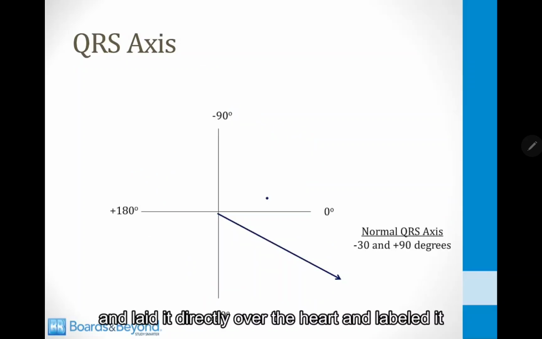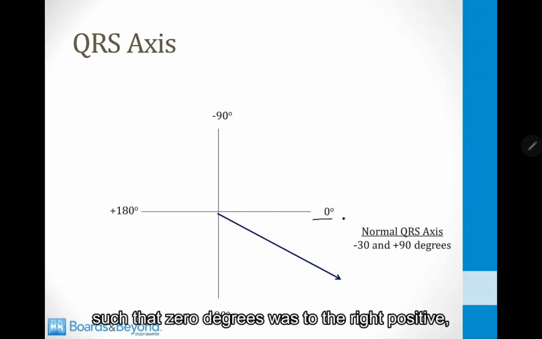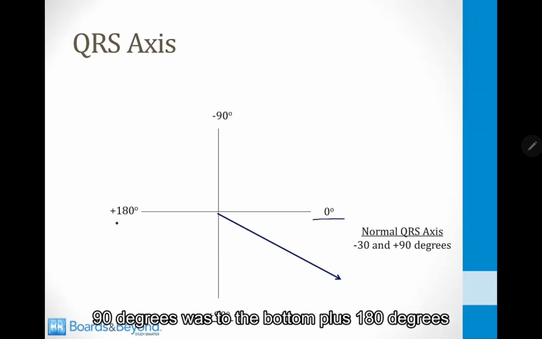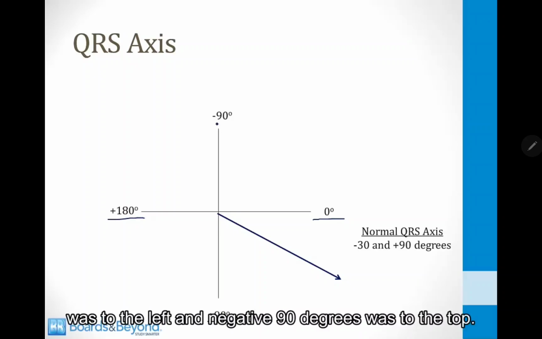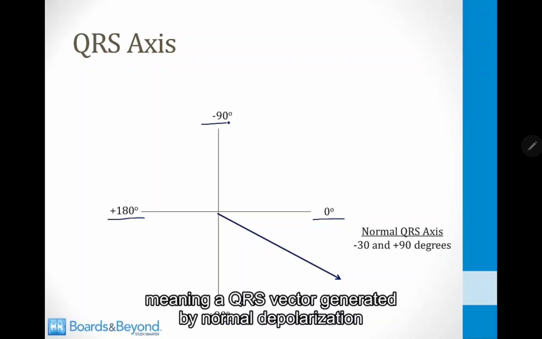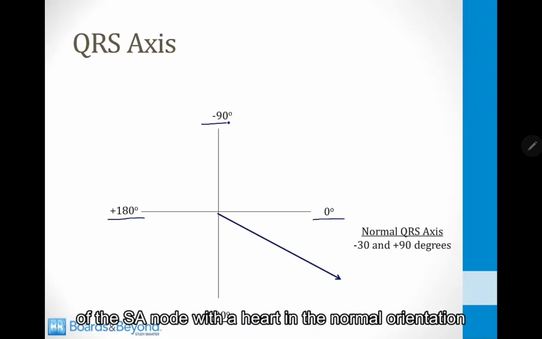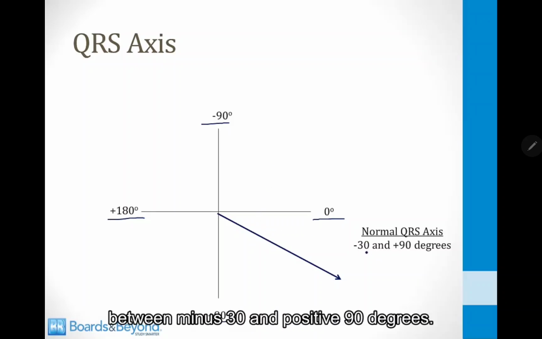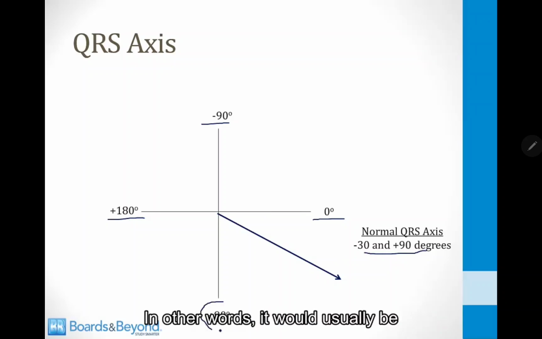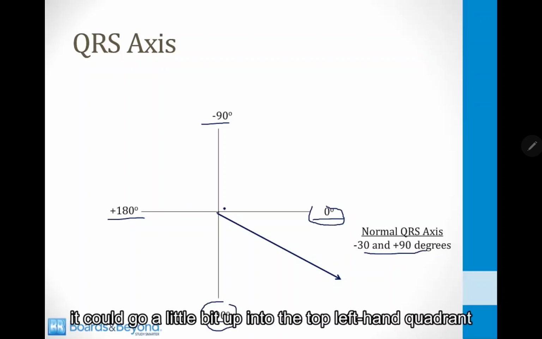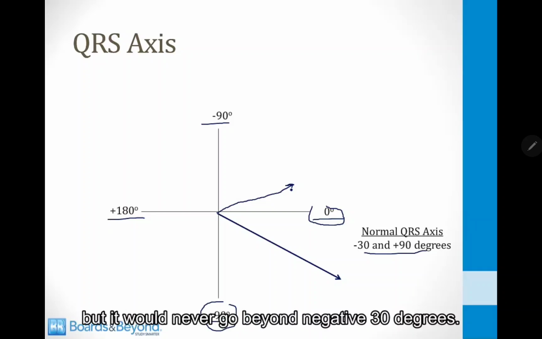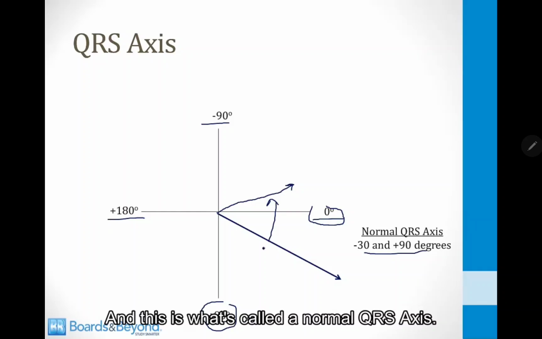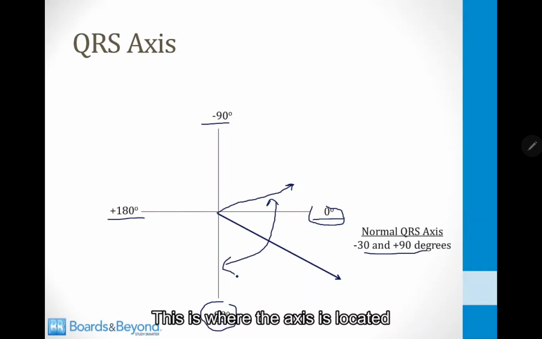Now let's suppose we took a grid and laid it directly over the heart and labeled it such that 0 degrees was to the right, positive 90 degrees was to the bottom, plus 180 degrees was to the left, and negative 90 degrees was to the top. If we did this, a normal QRS vector, meaning a QRS vector generated by normal depolarization of the SA node with a heart in the normal orientation inside the chest, would generate an axis that was between minus 30 and positive 90 degrees. In other words, it would usually be in this bottom right-hand quadrant here, or else it could go a little bit up into the top left-hand quadrant, but it would never go beyond negative 30 degrees. And this is what's called a normal QRS axis. This is where the axis is located in patients who have normal hearts depolarizing under normal conditions.